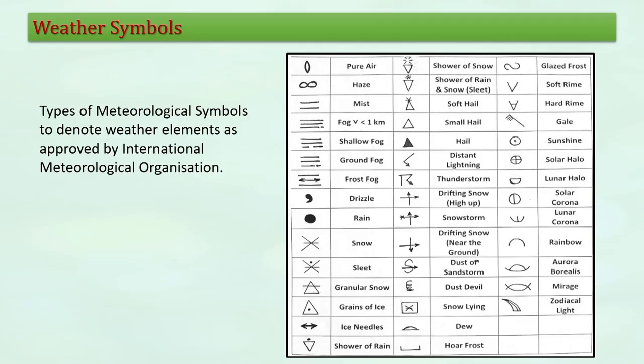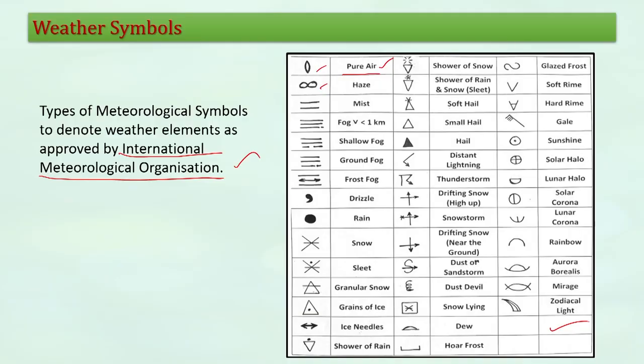The first one is weather symbols. These are the general weather symbols, look at the table. They are approved by the International Meteorological Organization, and our Indian Meteorological Department is also following these symbols. The main theme of this class is that you need to go through all these symbols and what weather phenomena they represent. You can pause the video and spend a few more minutes on this table to have a better idea.